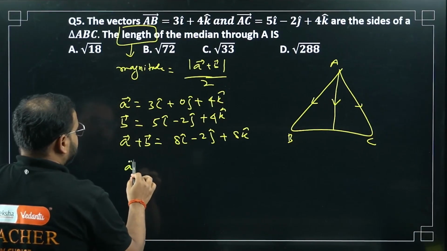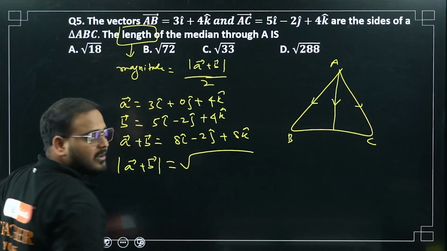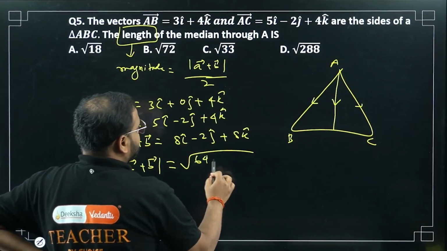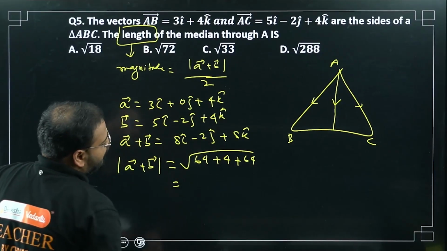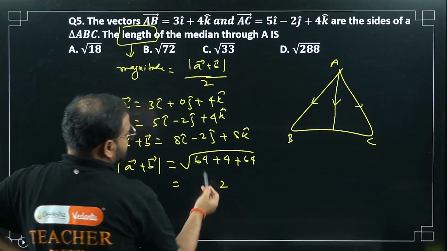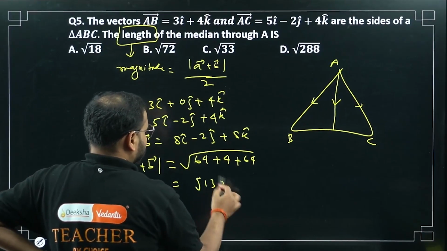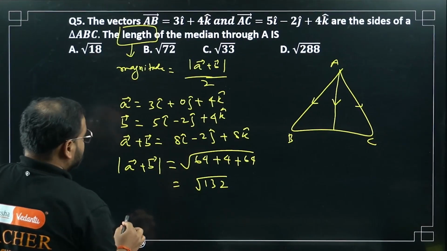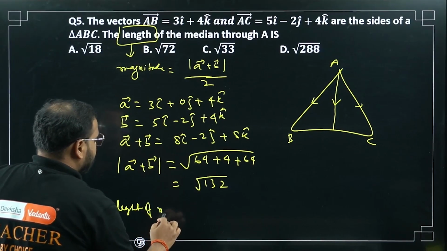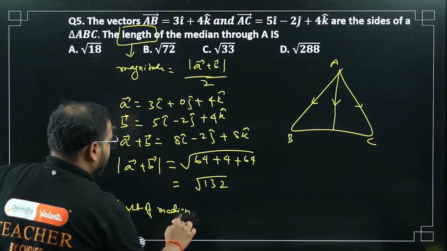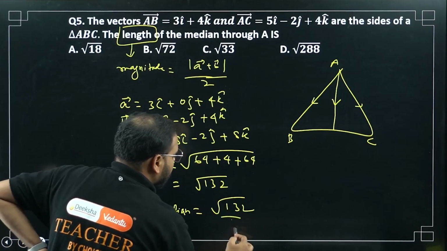Find the mod, find the magnitude. How much will it be? Please check. 8 square is 64, plus 4, plus 64. How much is this? 64 plus 64 is 128, plus 4 is 132. Now we're looking to divide by 2. So the length of the median through the point A will be given by root 132 by 2.